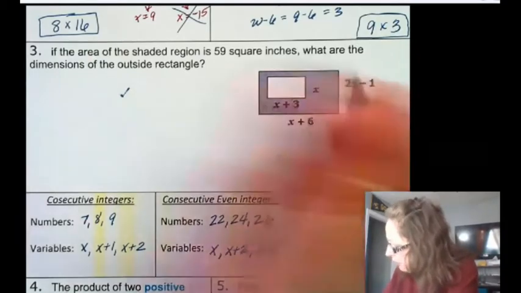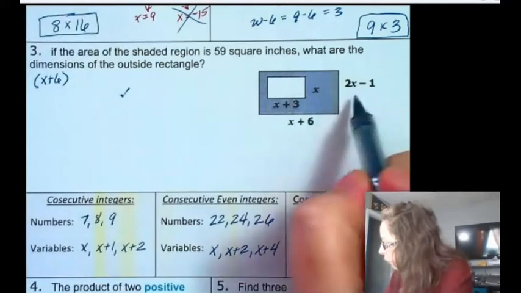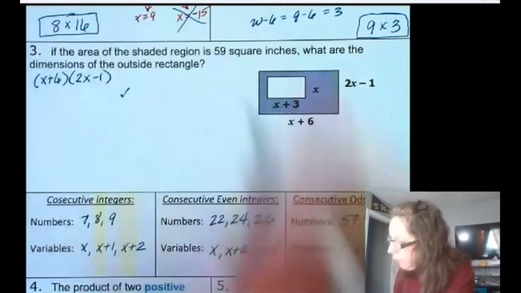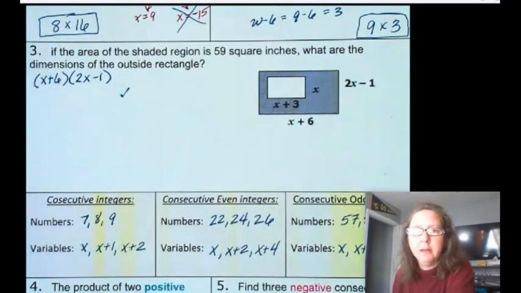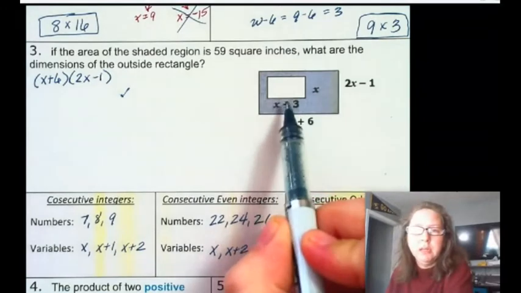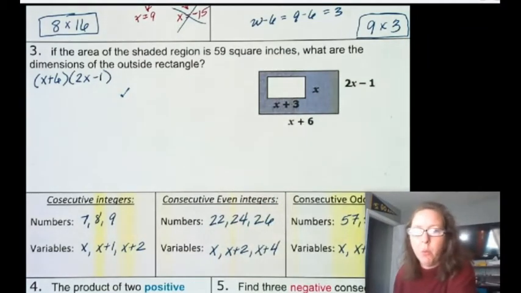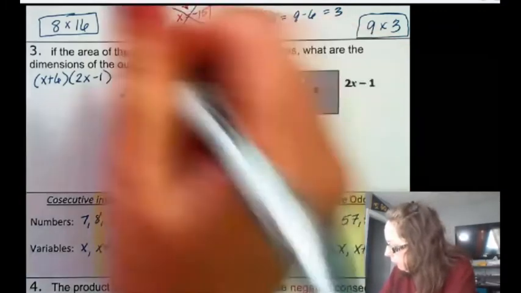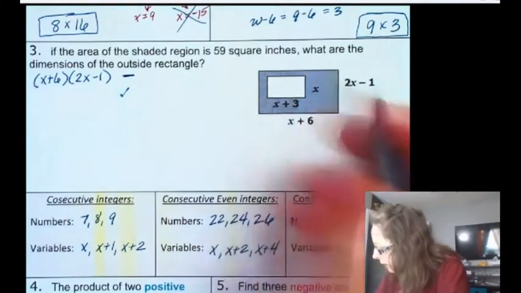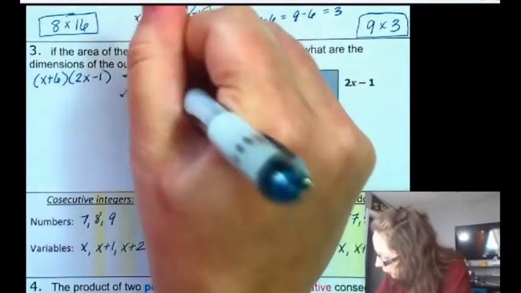So x plus 6 times 2x minus 1. That is the outside. But then they took away this chunk in the middle. So I need to subtract out the area of that white part. So I'm going to subtract this out, and that is x times x plus 3.